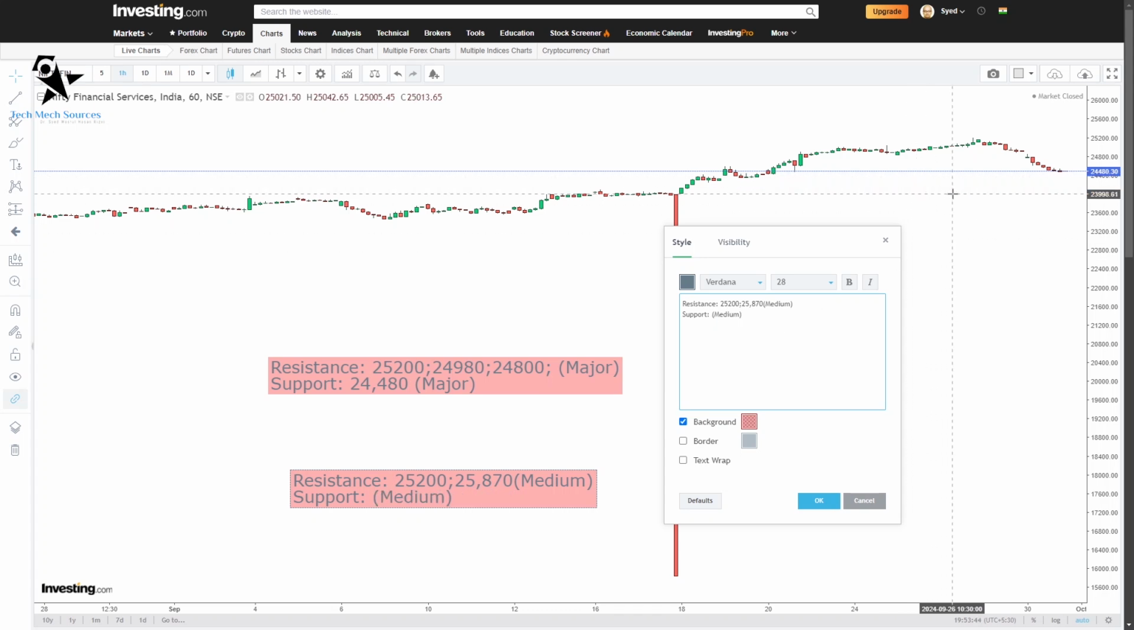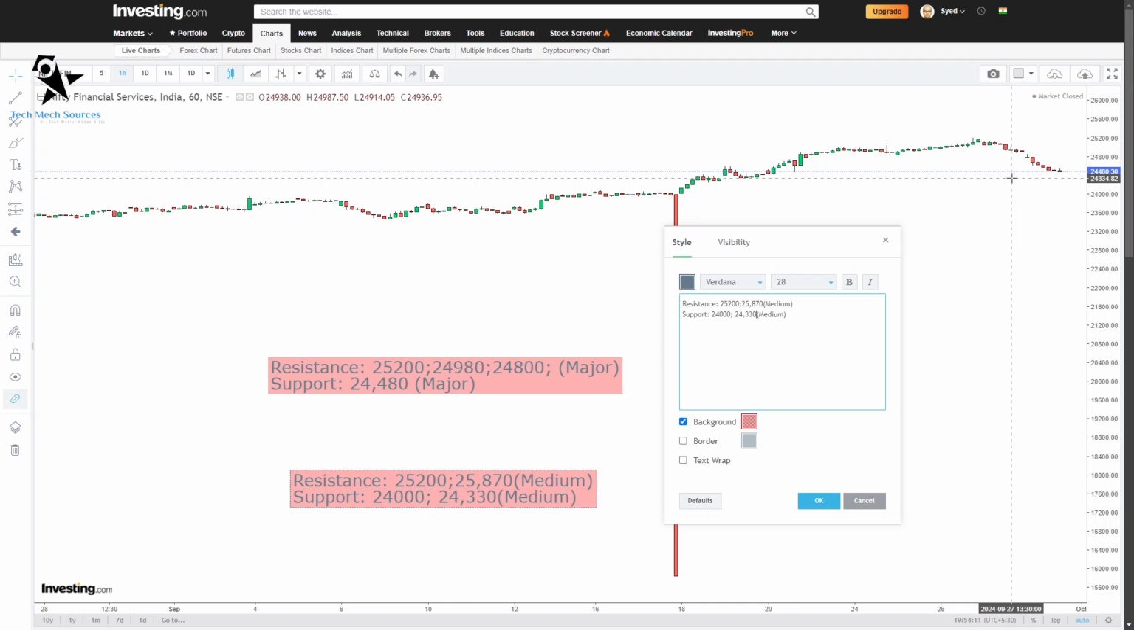The support is 23,900, which is 24,000. What else? Can we see any other support? Yes, there is a support here, which is a major support so far as the 1 hour chart is concerned. That is 24,334, 24,330.